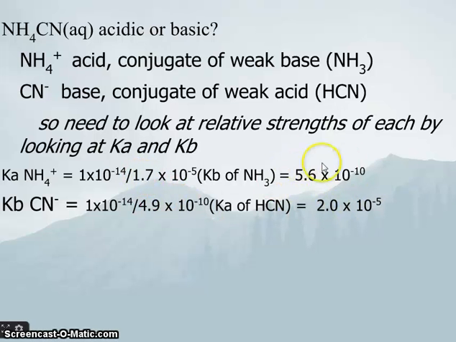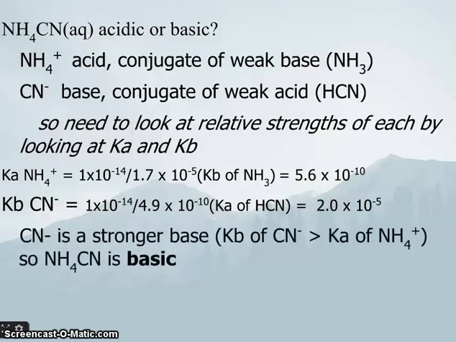And so now what we basically have to do is compare these two values, the Ka of ammonium and the Kb for cyanide. So it looks like cyanide is a stronger base because its Kb value is greater than the Ka value for ammonium. So our solution, when we take ammonium cyanide dissociated into solution, it is basic.